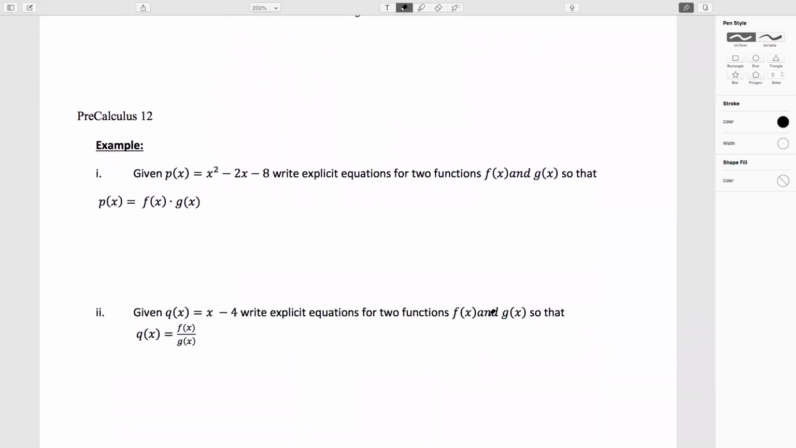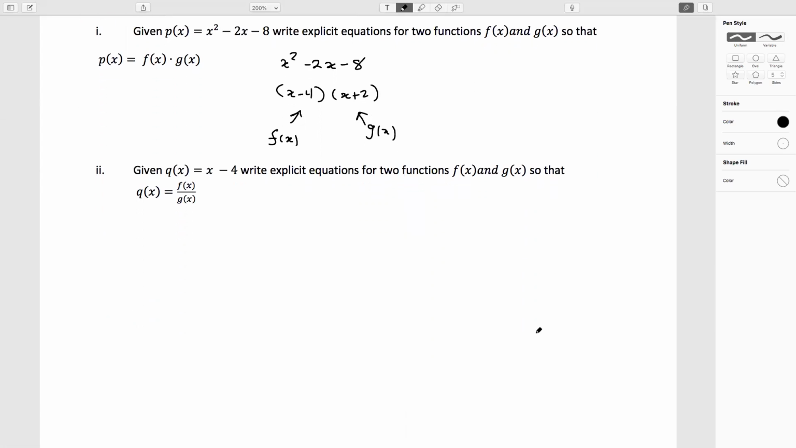All right, same kind of thing here. We're given a quadratic. We need to factor the quadratic to figure out what f and g are. So x squared minus 2x minus 8, we need to break it up into two factors. We need numbers that multiply to negative 8 and add to minus 2. So I'm going to say x minus 4 and x plus 2. And now, just as before, call one of them f of x, call one of them g of x, and we're done.